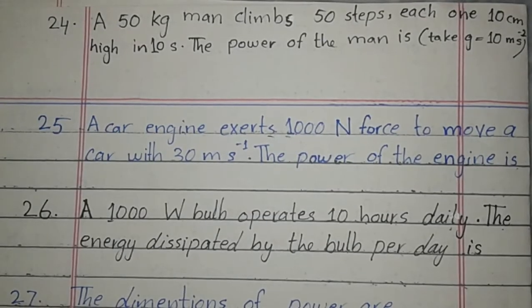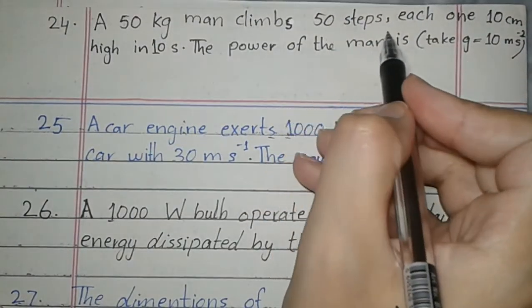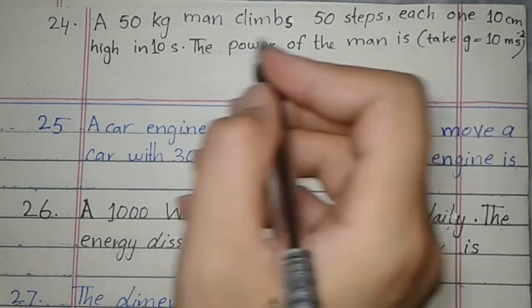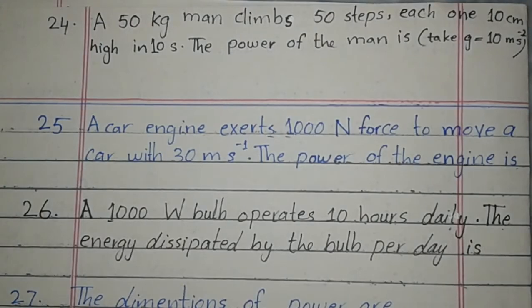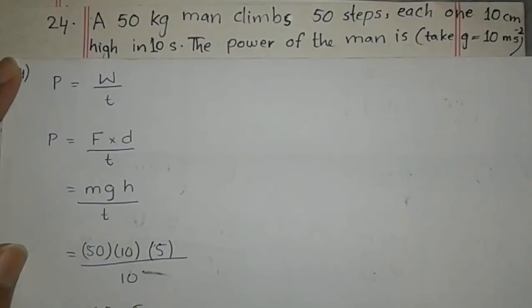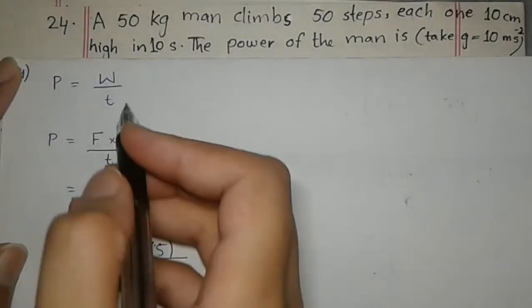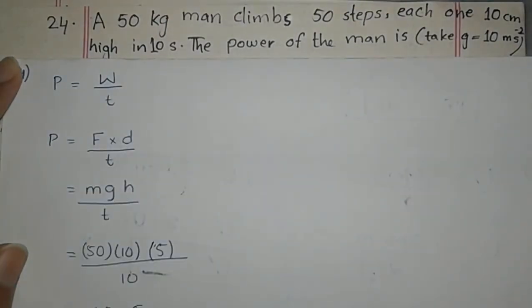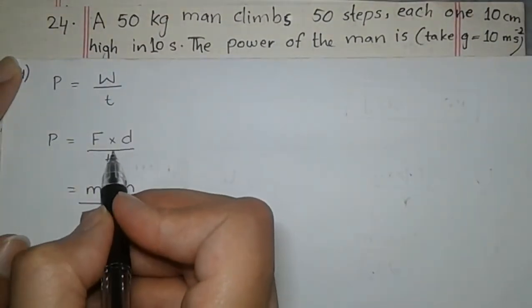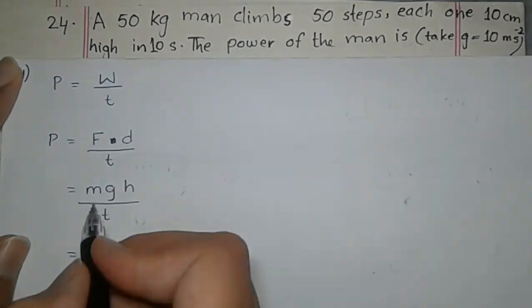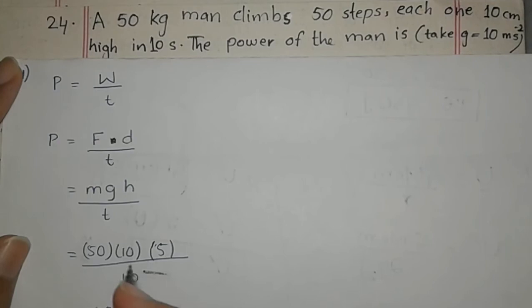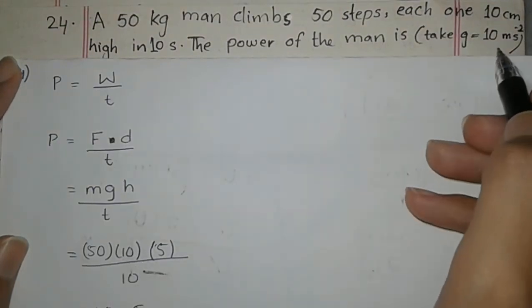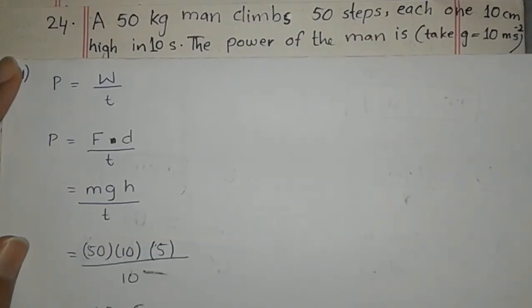The next one: a 50 kg man climbed 50 steps, each one of 10 cm high, in 10 seconds. We have to find the power of the man. We know that power is work done per unit time. Work is F multiplied by d, or F dot d, and in case of gravitation it is mgh divided by t. Now, the mass of the man is 50 kg and the value of g is 10 meter per second squared. And the height, now let's take the height.